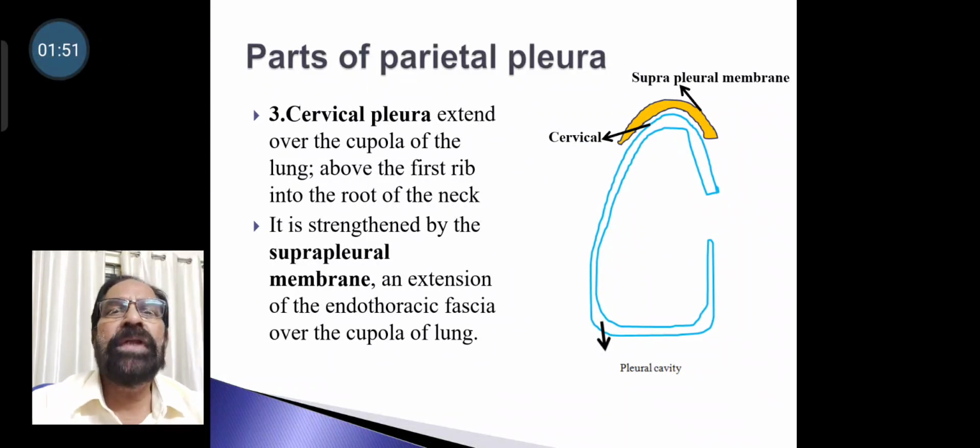Then we have cervical pleura that extends over the cupula of the lung, above the first rib into the root of neck. The cervical pleura is strengthened by suprapleural membrane, an extension of the endothoracic fascia over the cupula of the lung.